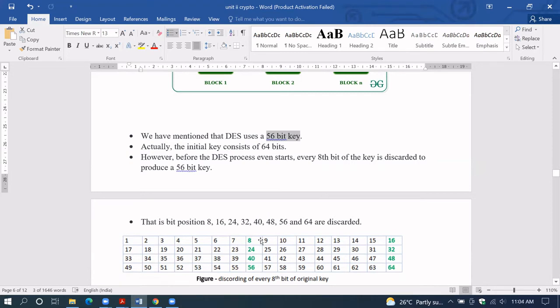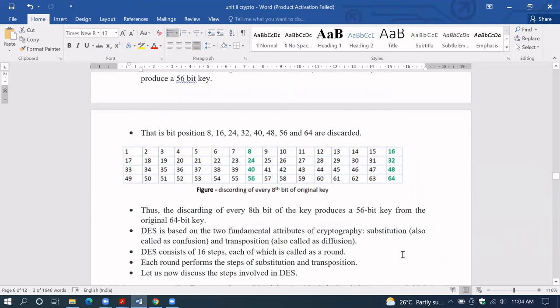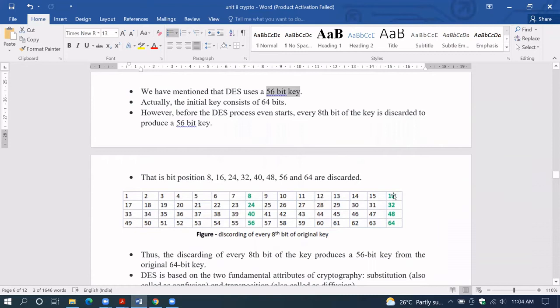And how is it possible? We are going to discard every 8th bit of the 64-bit key. Okay, we are converting it to a 56-bit key. So if you see here, every 8th bit we are removing so that we reach 56 bits. After discarding the 8th bits from the 64-bit key, we obtain the 56-bit key value.